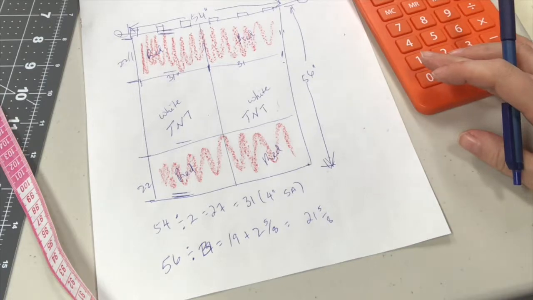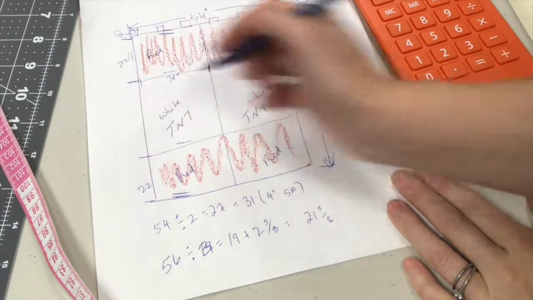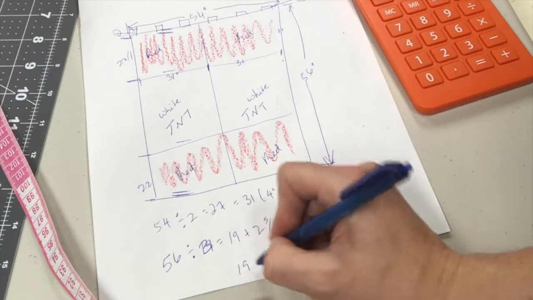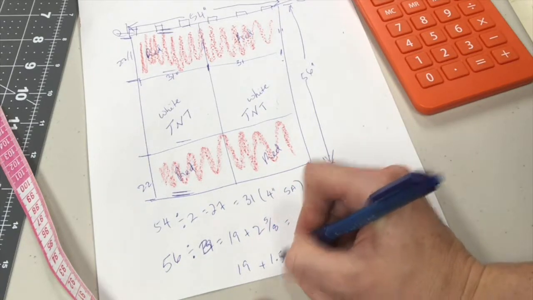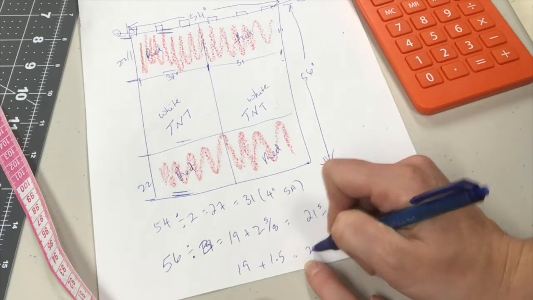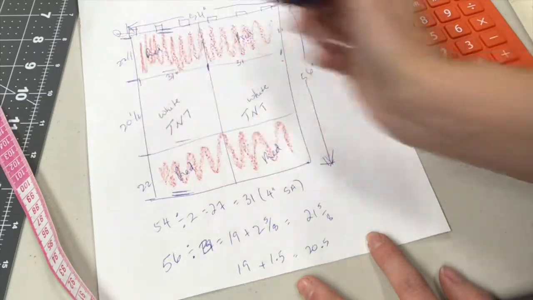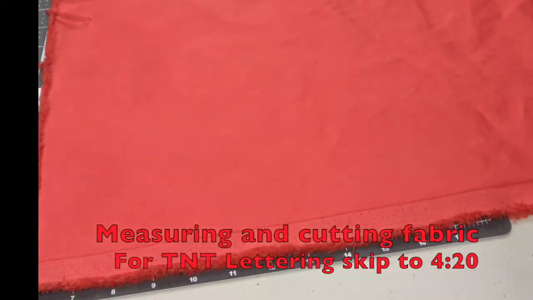For the 5/8 and 5/8, just to make my life easy, I'm just going to round it as 1.5. So 19 plus 1.5 is 20.5. So 20.5 inches.